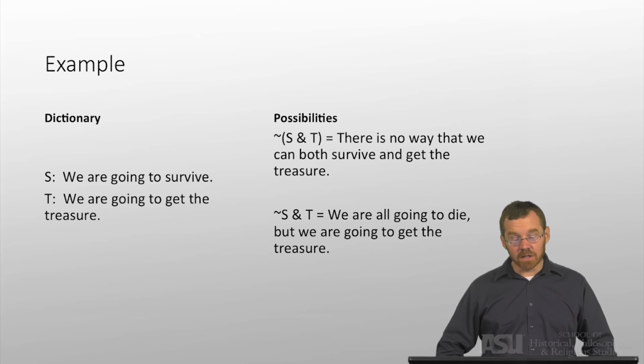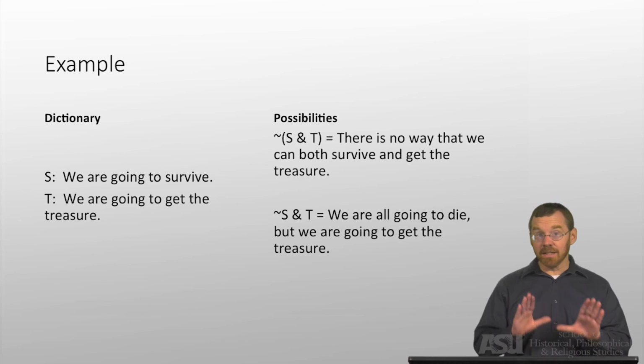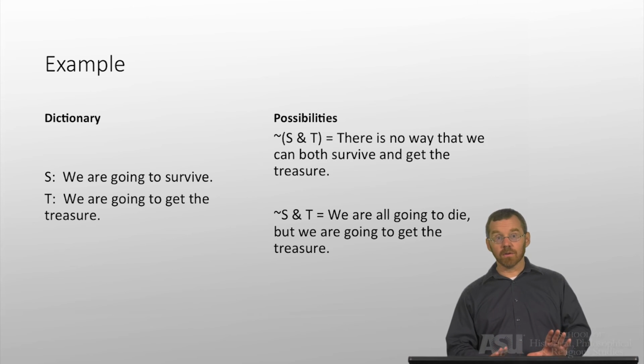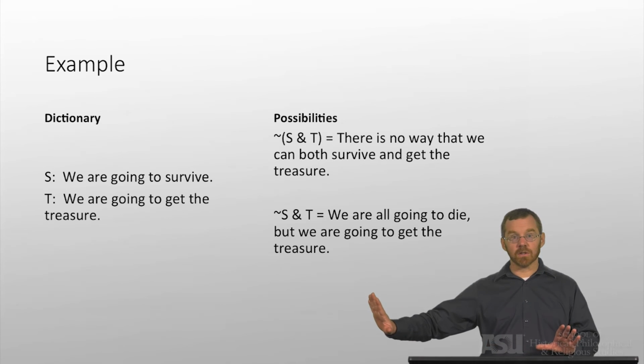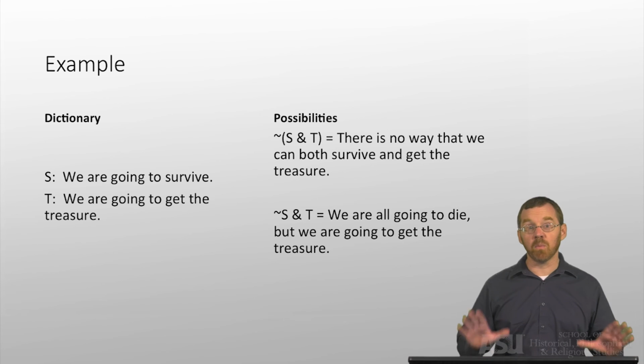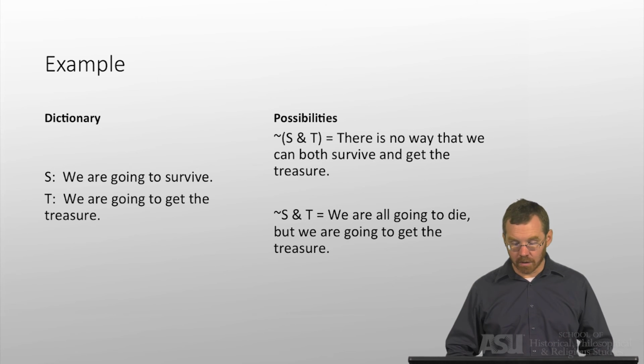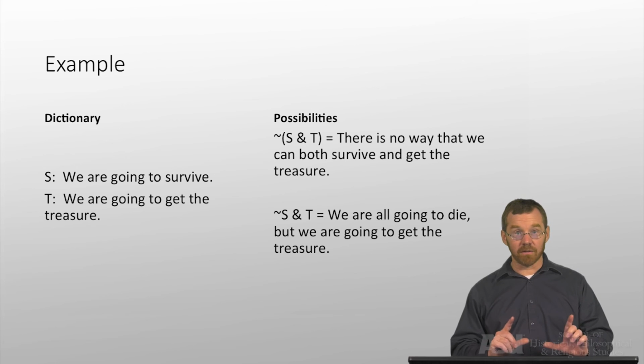Now, if that is our dictionary, what are the possibilities left open by these? Well, tilde, parentheses, S, ampersand T equals, there is no way that we can both survive and get the treasure. Which, importantly, leaves open the possibility that we can survive. Right? We can survive by forgetting about the treasure. We know we're not going to get the treasure and survive, but we can survive if we just give up on the treasure. Right? Of course, we could also get the treasure and die, or we could fail to get the treasure and die. It leaves those open. But the key point is this leaves open the possibility we can survive.